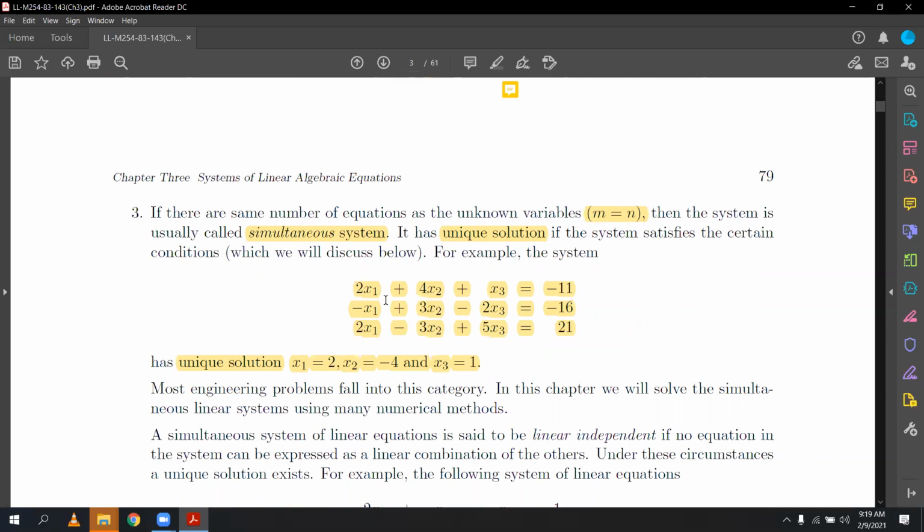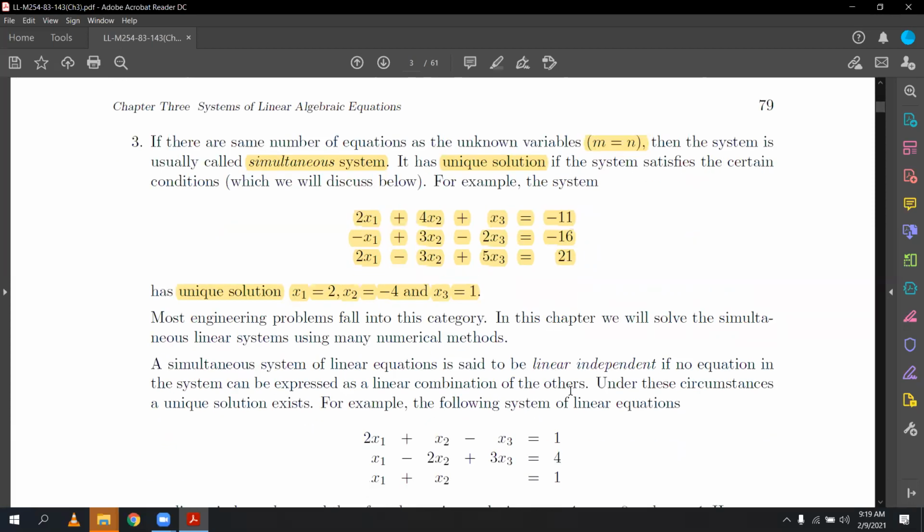Why do we consider a simultaneous system? In a simultaneous system, we can have a chance of a unique solution. Or we can say the linear system has a unique solution if all equations are independent. They do not depend on each other. Then we call the equations linearly independent, and a linearly independent system always has a unique solution.